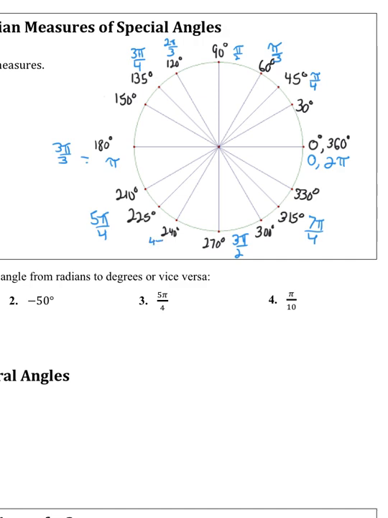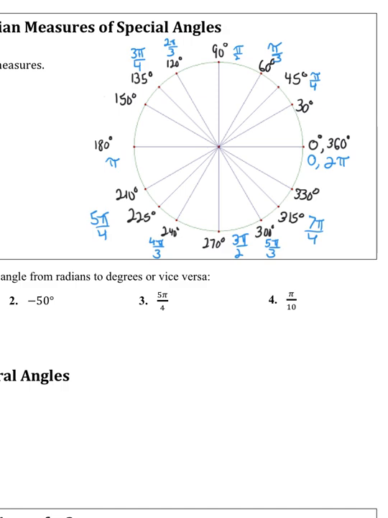240 would be 4 pi over 3, 300 would be 5 pi over 3, and 360 would be 6 pi over 3, which is the same as 2 pi. So I'm seeing that same thing where some of them simplify, but I could count by 60 degrees or pi over 3 radians all the way around. 1/3, 2/3, 3/3, 4/3, 5/3, 6/3 is the same as 2. So that's how I'd get the full circle.